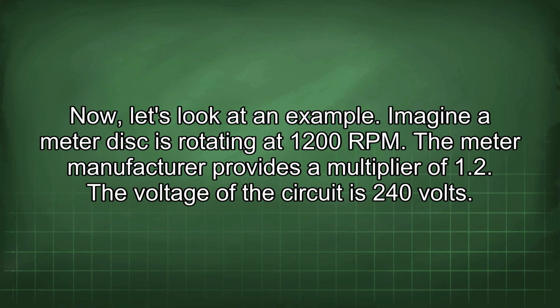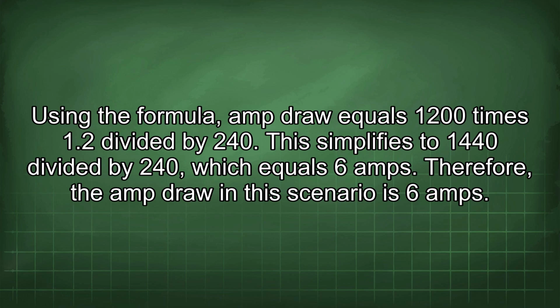Now let's look at an example. Imagine a meter disc is rotating at 1200 RPM. The meter manufacturer provides a multiplier of 1.2. The voltage of the circuit is 240 volts. Using the formula, amp draw equals 1200 times 1.2 divided by 240. This simplifies to 1440 divided by 240, which equals 6 amps. Therefore, the amp draw in this scenario is 6 amps.